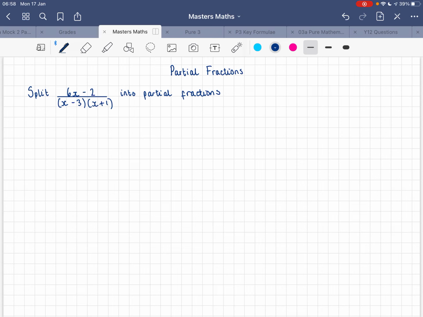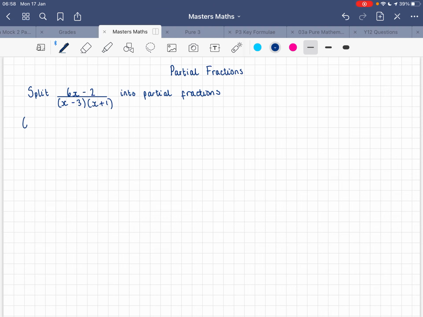So they always start off the same way. We've got (6x - 2) over (x - 3)(x + 1), and we want to split it into partial fractions. We can see the two linear factors on the bottom. They've made it nice and easy. It's already factorized. So our linear factors are x - 3 and x + 1. They are going to be the denominators of our two separate fractions.